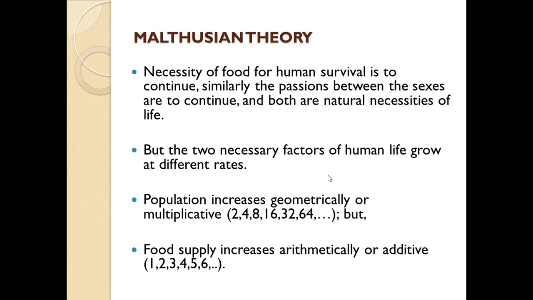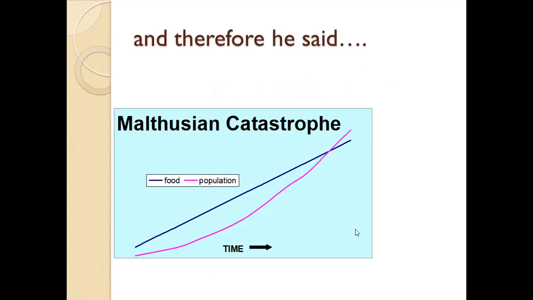So we have 2, 4, 8, 16, 32, and so on. But to him, food supply increases arithmetically, or in an additive way: 1, 2, 3, 4, and so on. So in other words, in simple terms, you'll have more people growing more than food production itself.